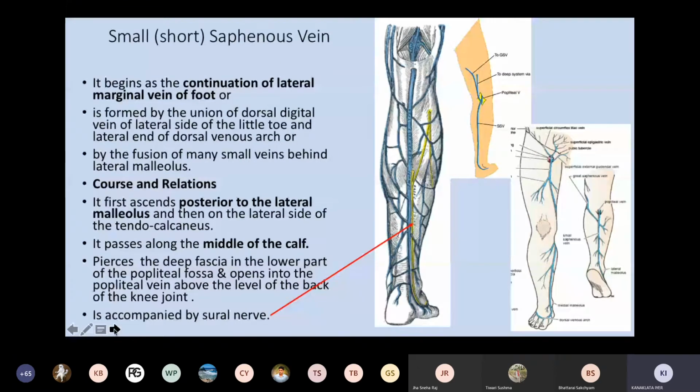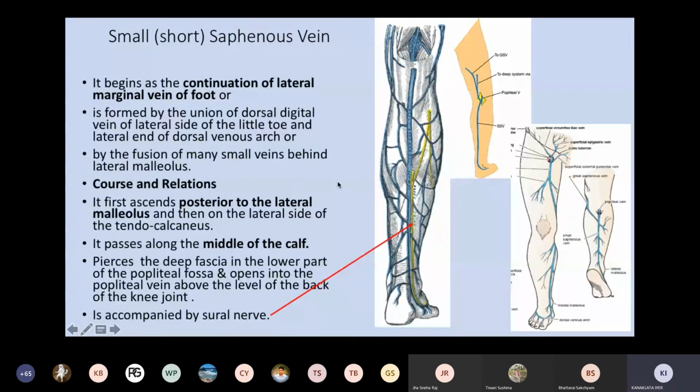You have to know all these parts that we have said, because your question is on the great saphenous vein. So you have to write the formation, why the name, how many valves, that it is muscular and big, and its course, its relations, its termination, and the tributaries, along with the clinical part that we have just done.